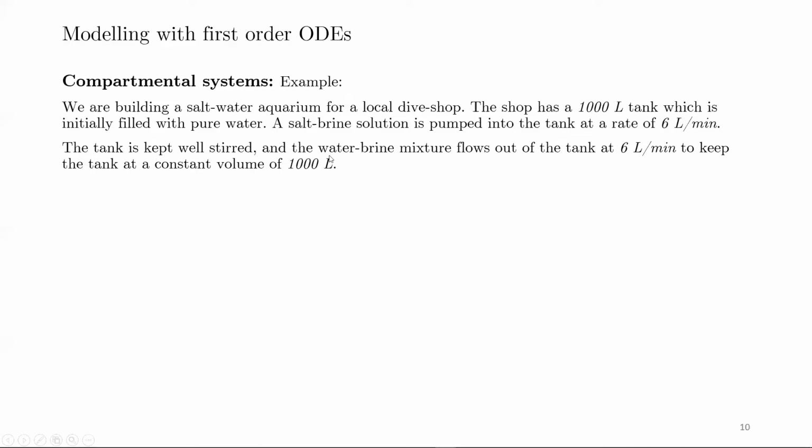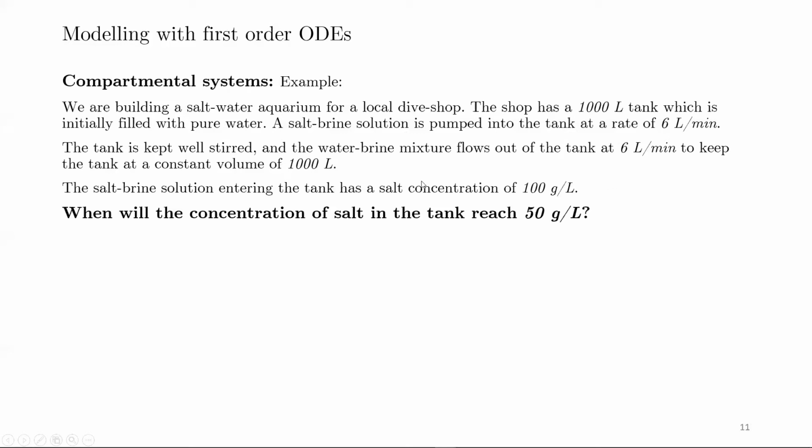And we say that the mixture of this water and salt brine solution flows out of the tank at 6 liters per minute, so the exact same inflow rate. The reason for that is to keep the tank at a constant volume of 1,000 liters. So we've got this tank which is initially filled with pure water. We pump in a very salty, briny solution into the tank at a rate of 6 liters per minute, and we pump out this mixture of pure water and the salty solution at the same rate to keep the volume of the tank constant.